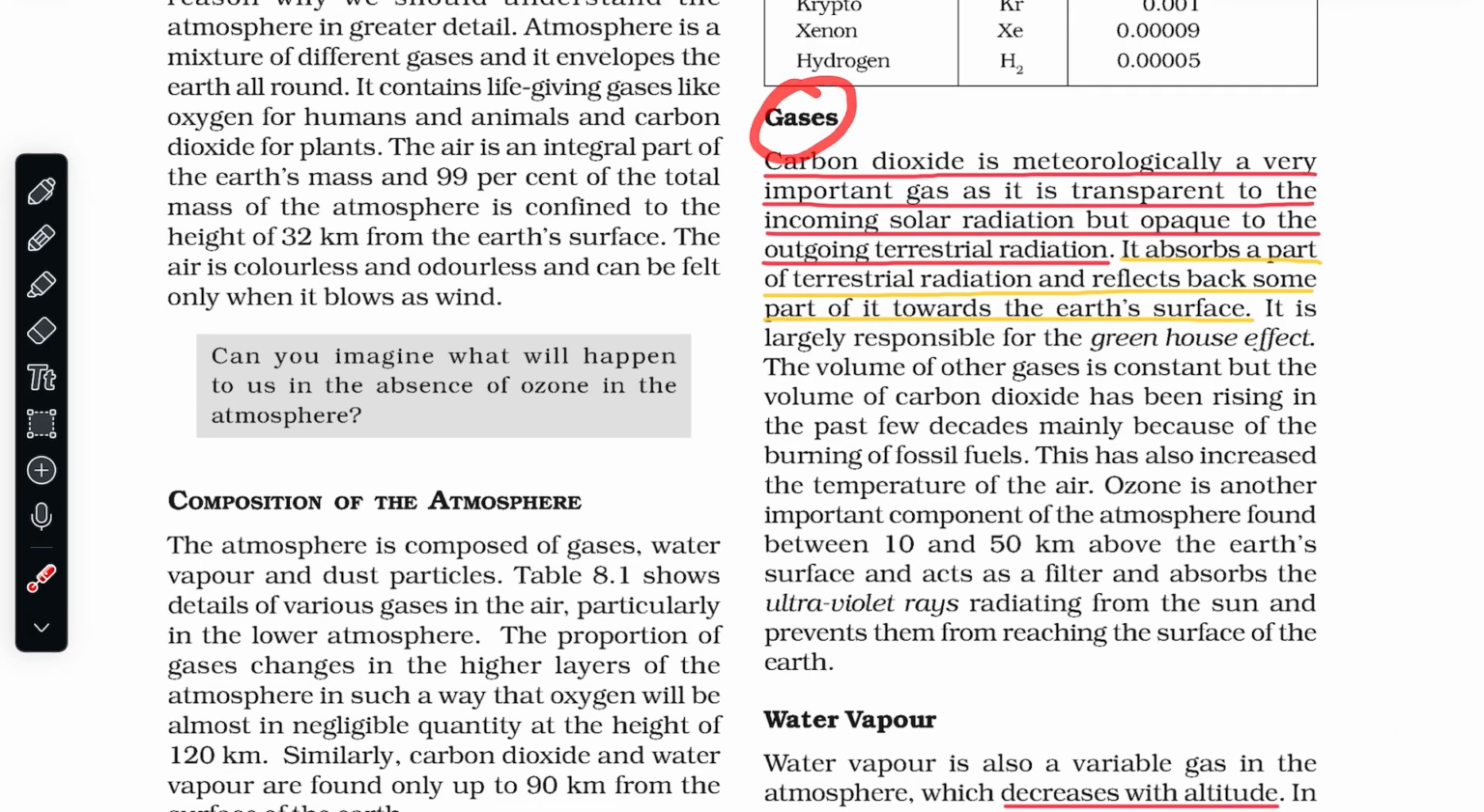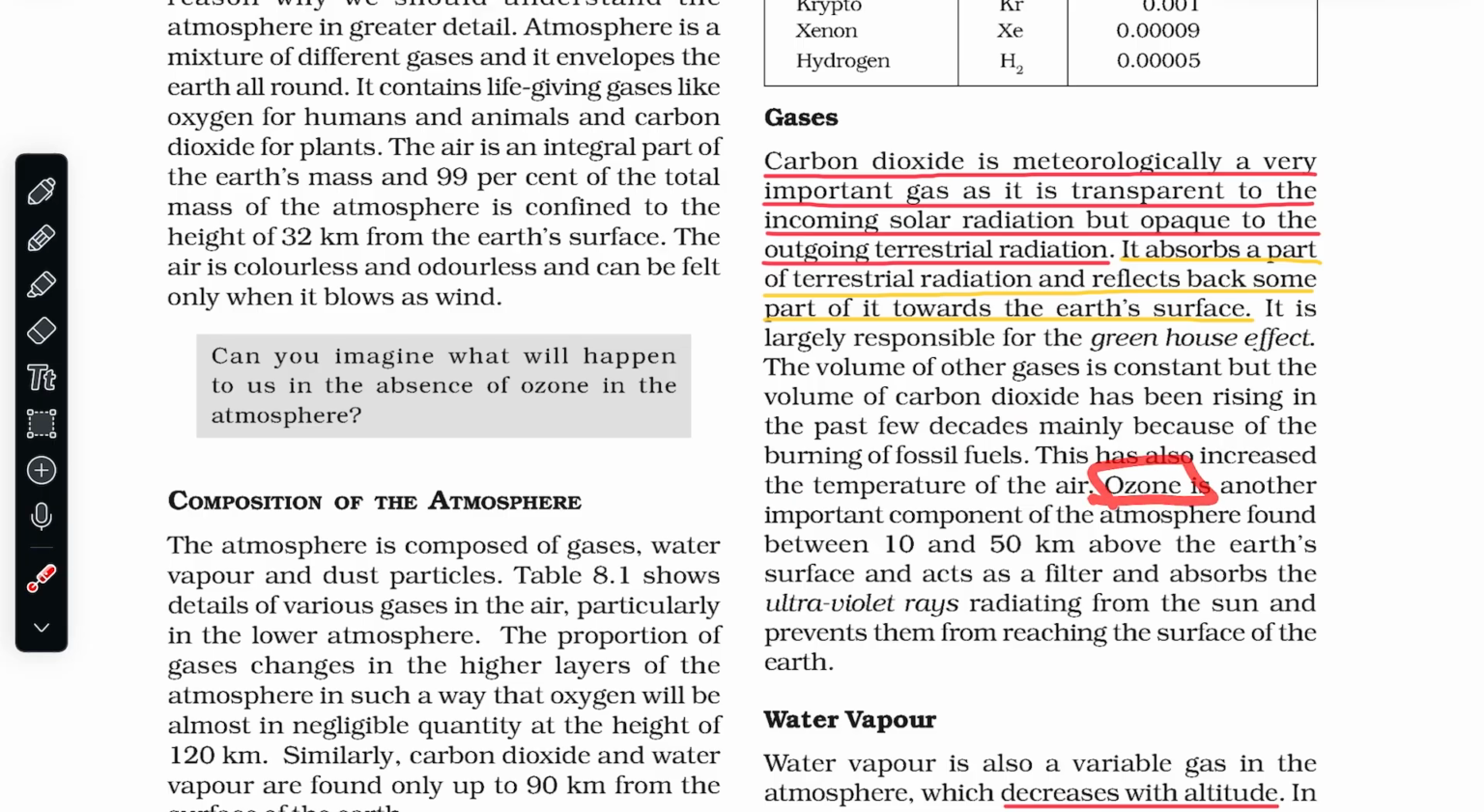So, about these gases, carbon dioxide is meteorologically a very important gas as it is transparent to the incoming solar radiation but opaque to the outgoing terrestrial radiation. It absorbs a part of the terrestrial radiation and reflects back some part of it towards the Earth's surface. It is largely responsible for the greenhouse effect. The volume of other gases is constant, but the volume of carbon dioxide has been rising in the past few decades mainly because of the burning of the fossil fuels. This has also increased the temperature of the air.